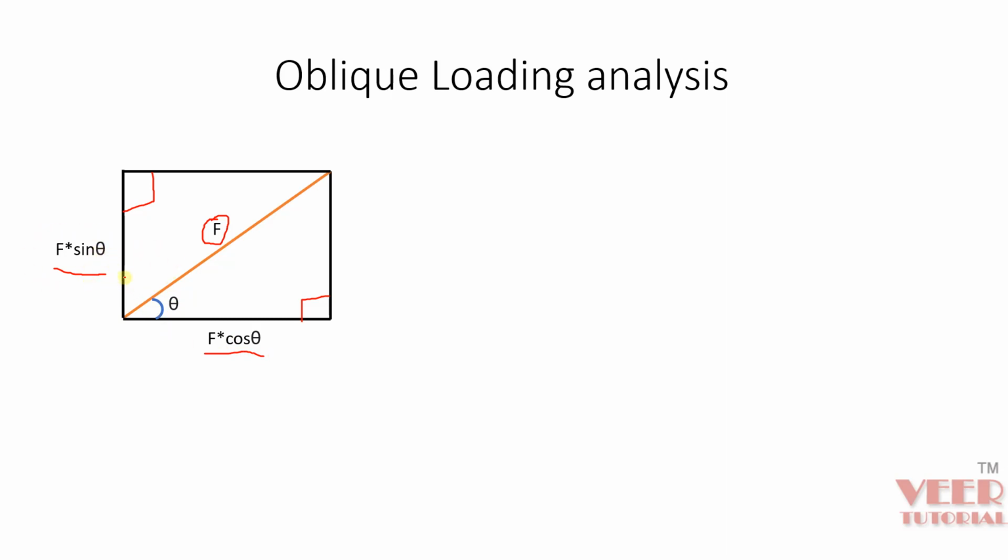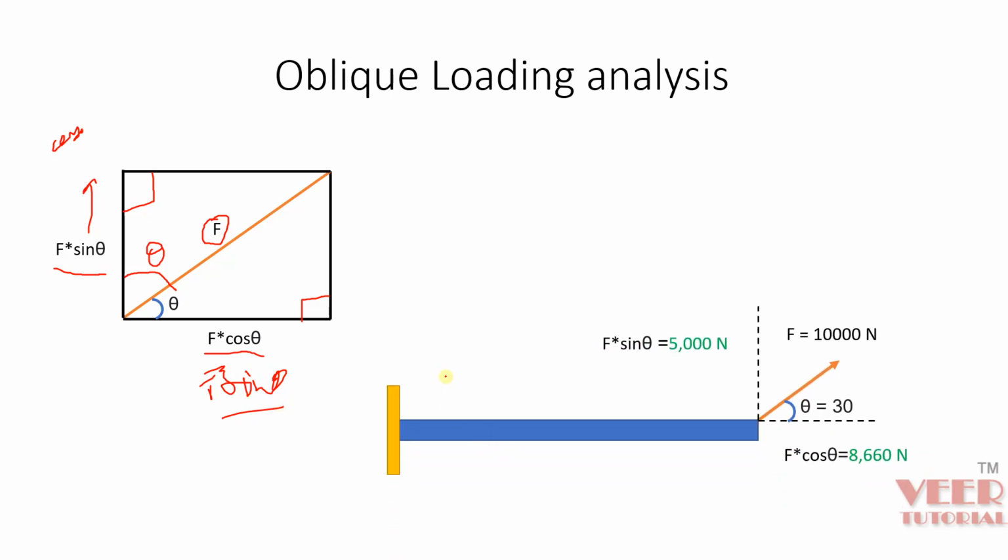Similarly, if we consider this angle theta, then this time this will be F cos theta and this will be F sin theta. So this is the general rule. You can also apply the sin theta for this. To break this, in this problem here we have broken this. So this value of force is 10,000 Newton and theta is, let's say, 30 degrees.